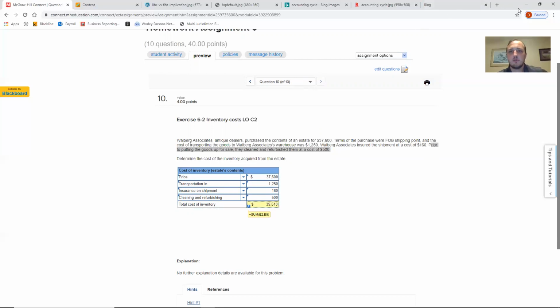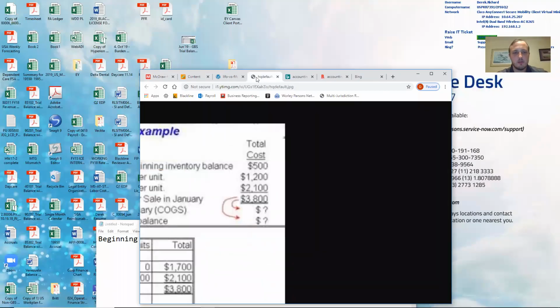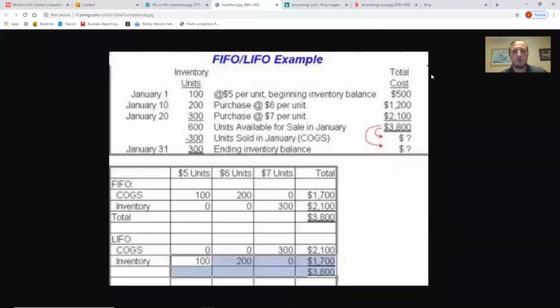I did want to go into the example of showing how that FIFO LIFO works again. So most of the time we'll go ahead and assume that we're in an inflationary period. There have been a few moments in history where we've actually been in a deflationary period. Certain goods do become cheaper over time. So again, it just depends on the industry.